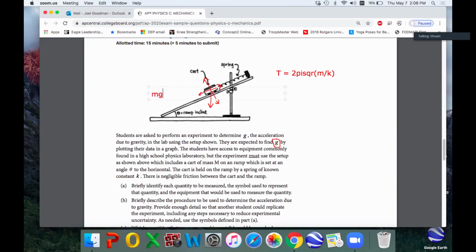mg sin theta. So mg sin theta is this force. So we're allowed to know that without knowing g? Like we can say that? Who says we don't? If you are trying to find g, we need an equation with g in it. So that's going to be my unknown. You follow me? All right, yeah.